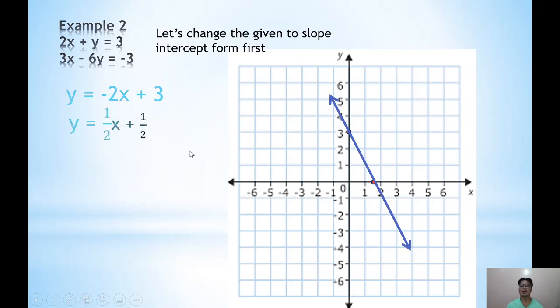Move tayo sa pangalawa. Ito. If this will be the given, ano yung x-intercept? Y-intercept, 0 ang x. That will be 1/2. So, y-intercept 0 and 1/2. 0 and 1/2. Approximately nandito. Ayun.